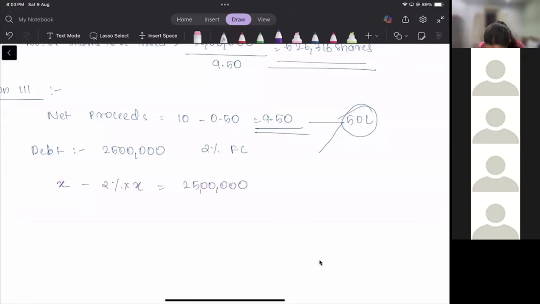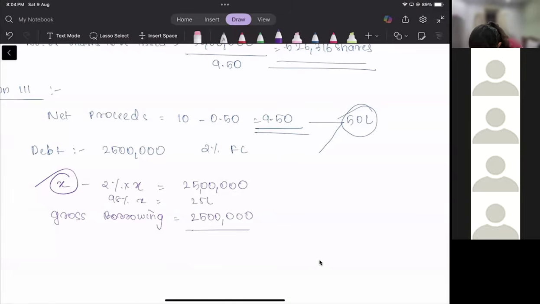So we need to find the gross borrowing. How will you find out gross borrowing? From this equation itself, you can find out, right? 98% of X is equal to 25 lakh. So X means gross borrowings. Gross borrowings will be 25 lakh divided by 98 percent. You will get 25 lakh 51,020.